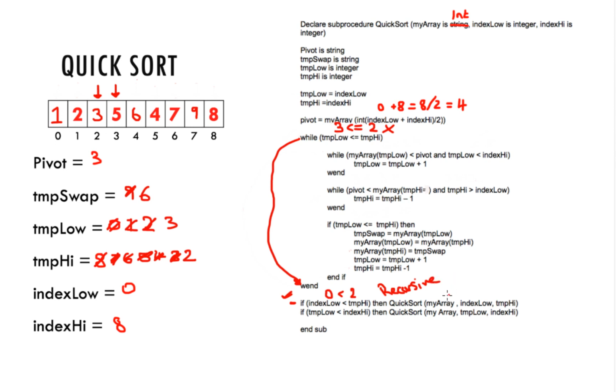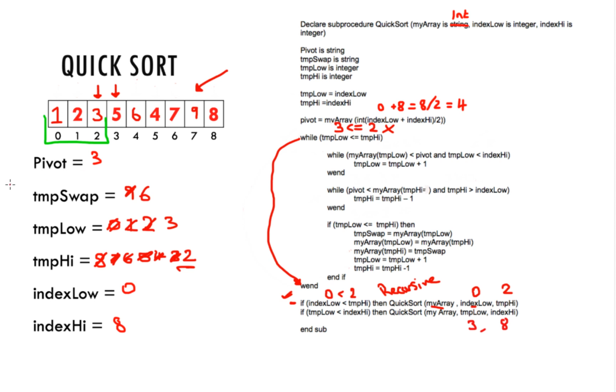We're going to pass it the full array itself, which is called my array, and then we're going to pass it index low. Well, my current value of index low is 0, and then it says temp high. Well, my value of temp high is 2. So look what we're actually passing here. We're passing it an array from position 0 to position 2, which is the lower part of my array. Where the pivot is, all the numbers on the left-hand side of the pivot are less than it, and all the numbers on the right-hand side of the pivot are greater than it. So in this first iteration, we are actually passing the correct values.